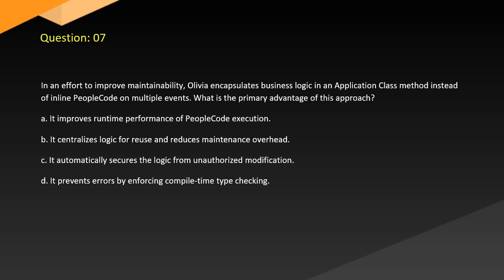Question 7. In an effort to improve maintainability, Olivier encapsulates business logic in an application class method instead of inline PeopleCode on multiple events. What is the primary advantage of this approach? A. It improves runtime performance of PeopleCode execution. B. It centralizes logic for reuse and reduces maintenance overhead. C. It automatically secures the logic from unauthorized modification. D. It prevents errors by enforcing compile time type checking.